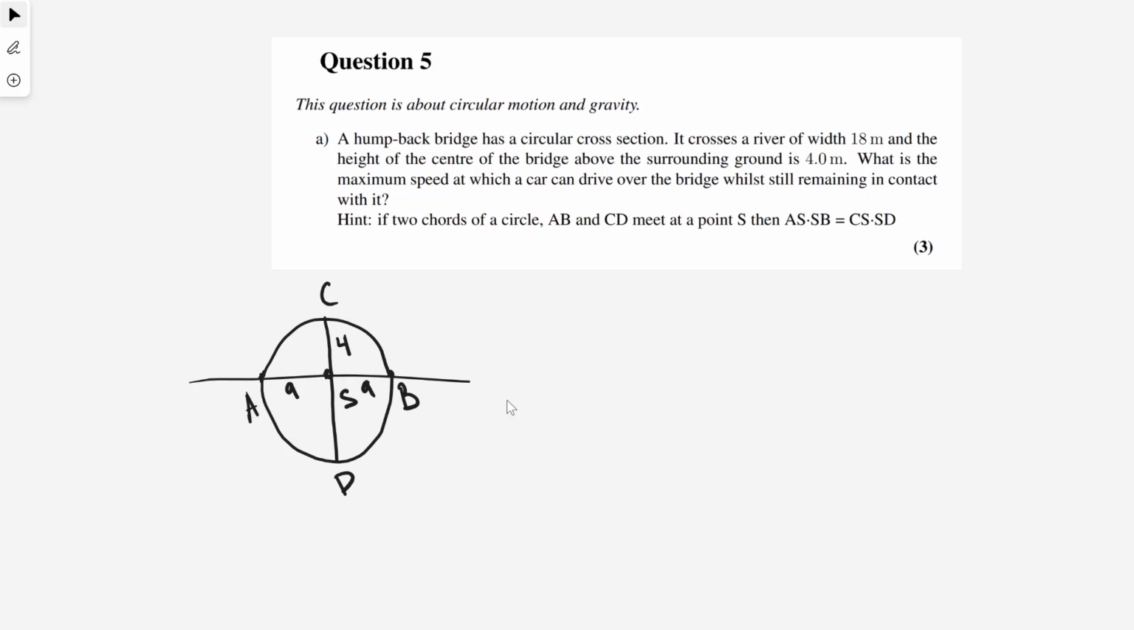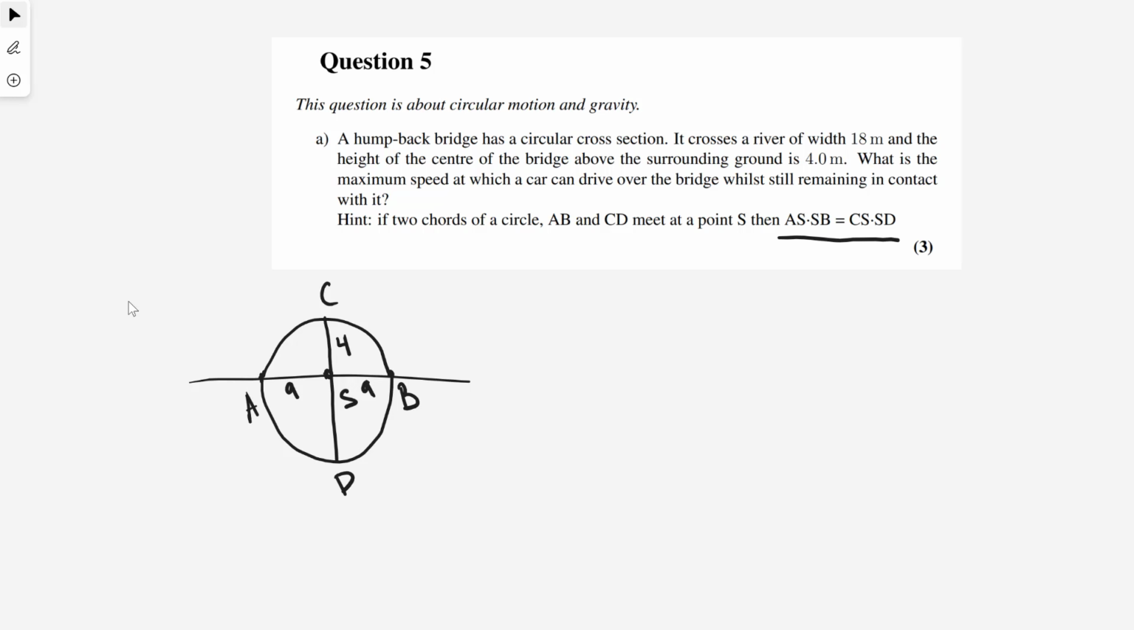Now what is my plan of action? My plan of action is to use this geometry rule to figure out what the radius is, because we don't actually know what the radius is at the moment. Once we figure out our radius, we can use the physics of circular motion, mv squared over r, to figure out the answer to this question. So let's figure out the radius.